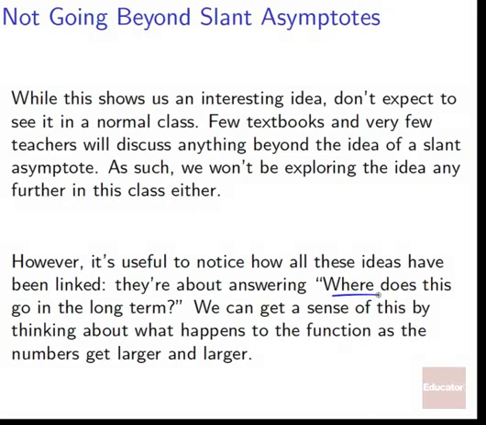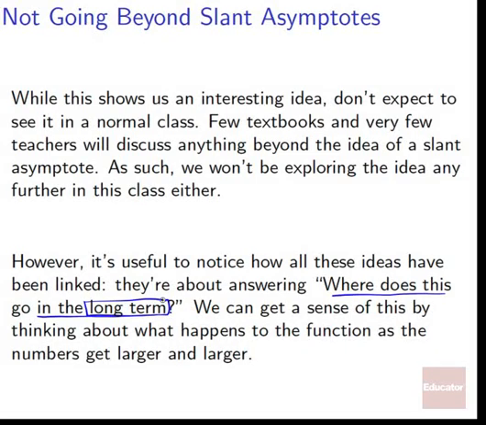They're about answering, where does this go in the long term? What is happening eventually to my function? How will it behave when I look at very large values being plugged in? We can get a sense of this by thinking about what happens to the function as the numbers get larger and larger and larger. What will happen? What general way will this function behave in when we're plugging in x that's a million, a billion, a trillion, really, really big x? That's what all these ideas in this lesson have been about. What happens as x becomes very, very large? How does this thing behave?